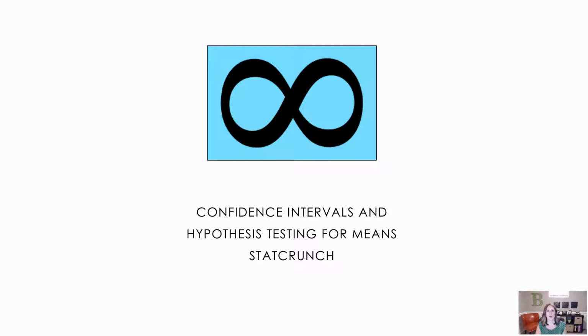So now that we know how to do both confidence intervals and hypothesis testing by hand, I want to show you how you can skip all of that and do this in StatCrunch. Of course, if I'm working in my stat lab and they ask me to do calculations, this is the quickest, most efficient way to do it.